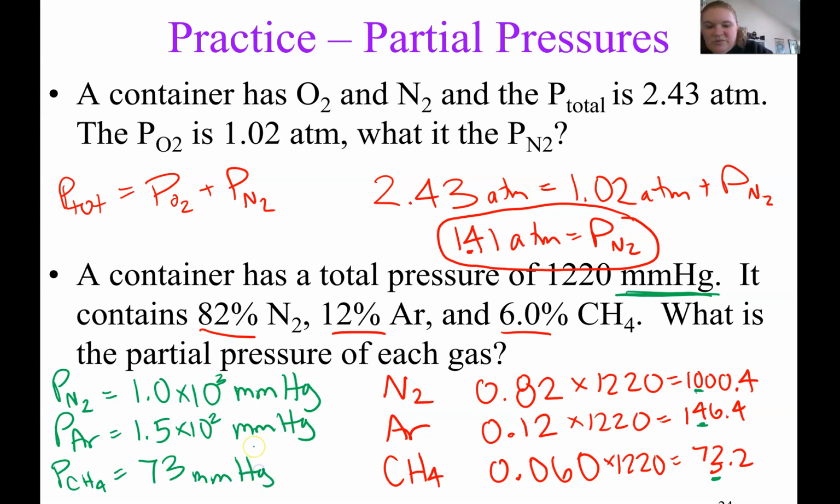Now, if we add these three together, we should get 1220. Because of rounding, because of sig figs, we might not get exactly 1220, but we should definitely get very close. All right, there we go. We have one more topic left.